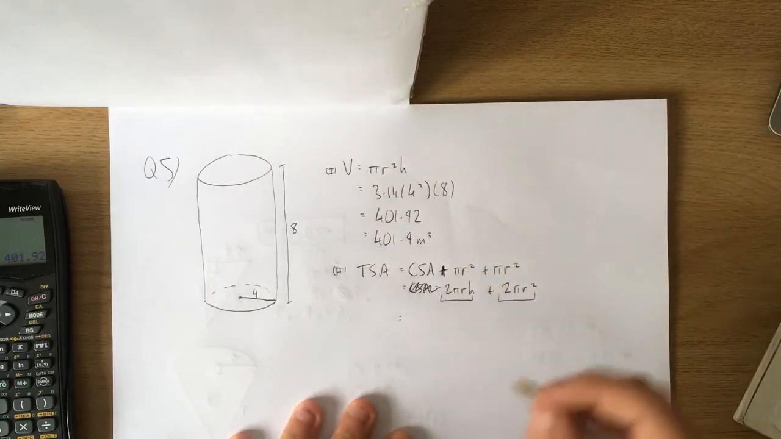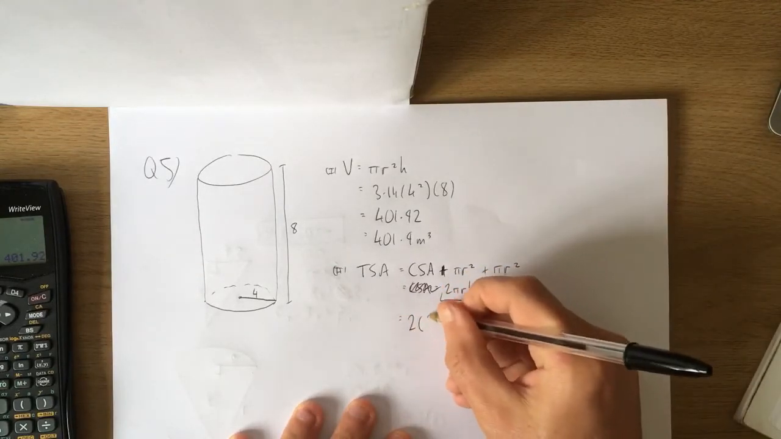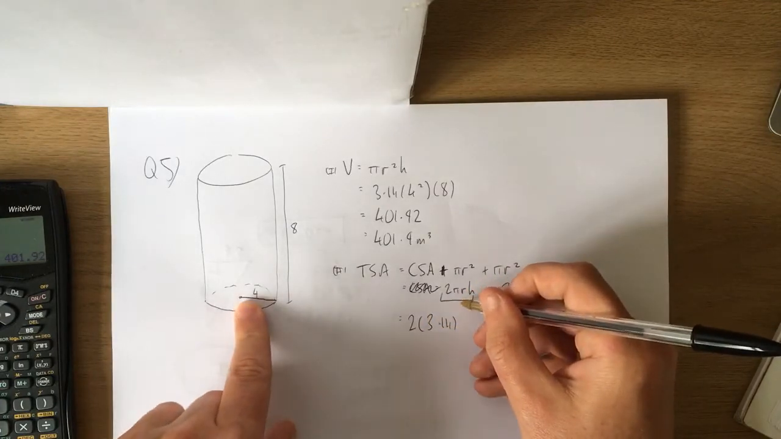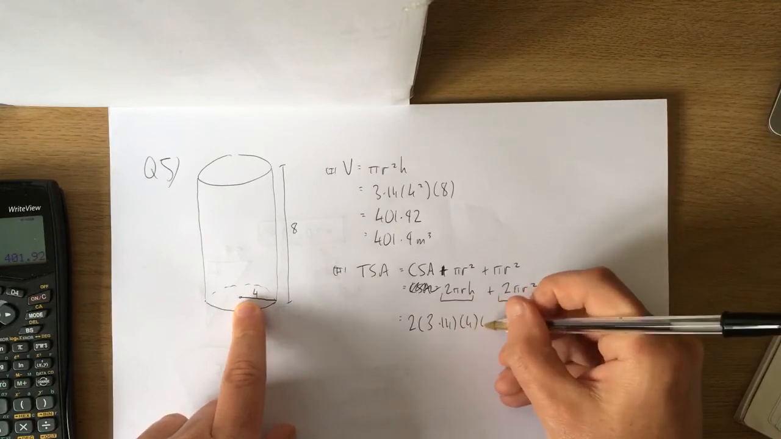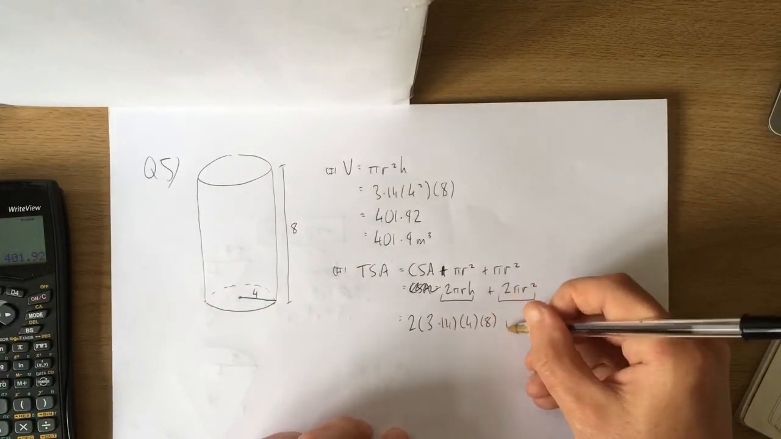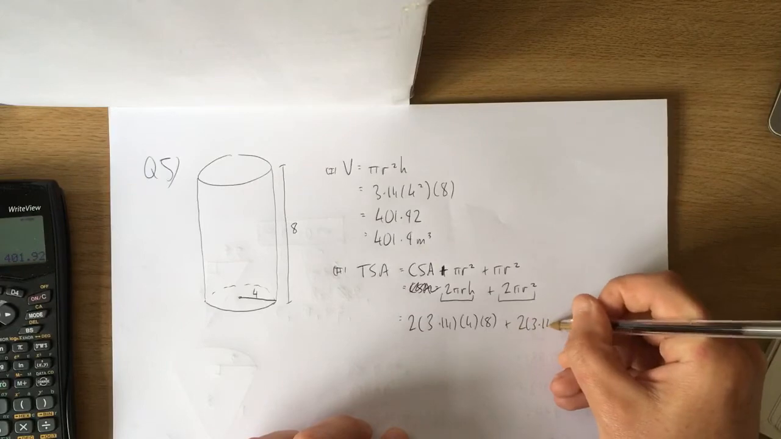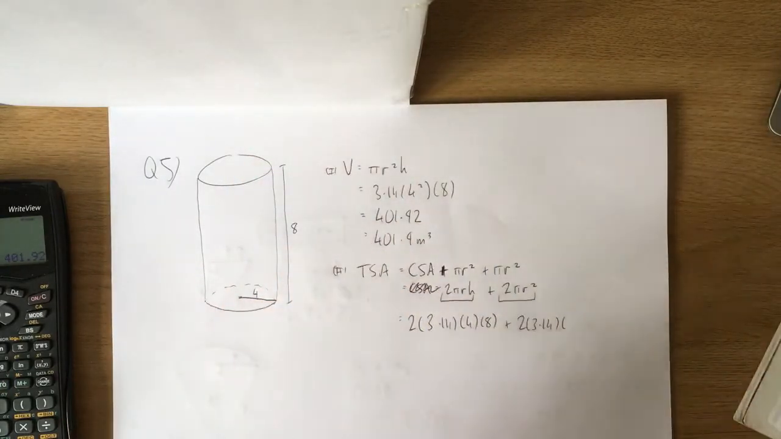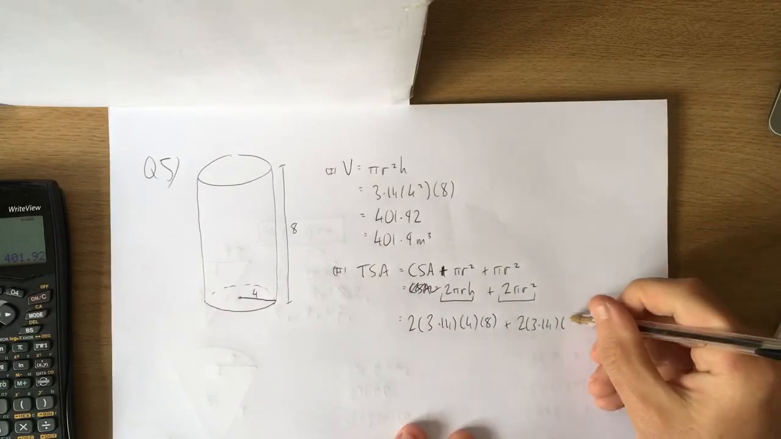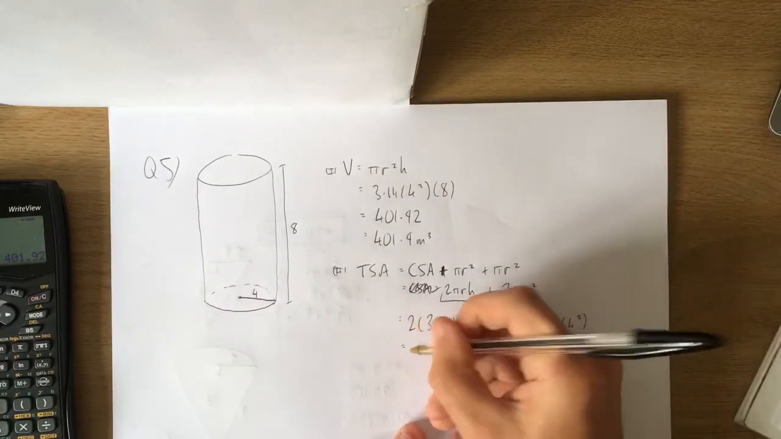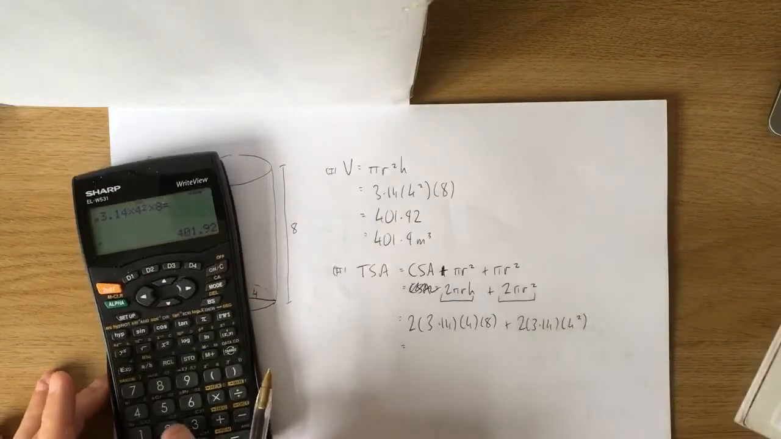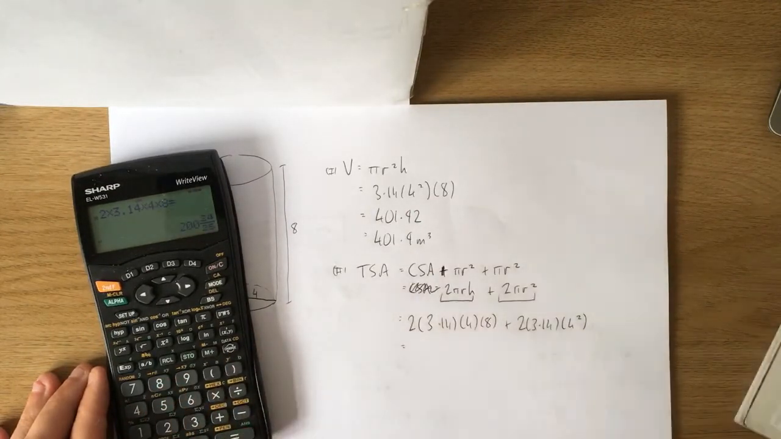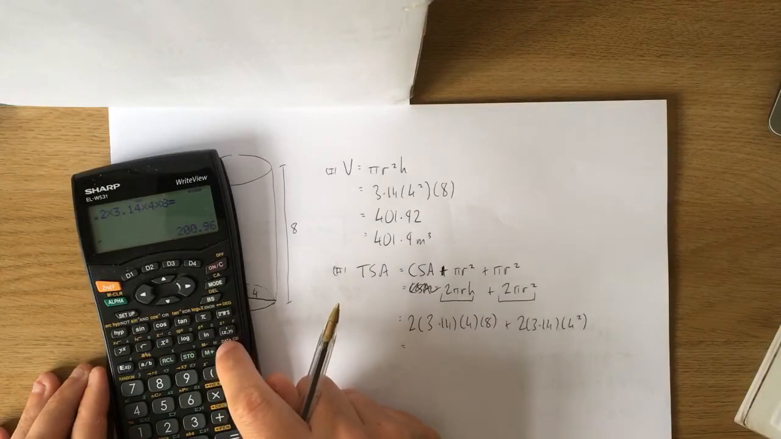So let's sub in for this one. So 2, I'm told to use 3.14. Radius of the cylinder is 4. Height of the cylinder is 8. Plus 2 by 3.14 by the radius of the circles on top and bottom, which is also 4. They fit on top of the cylinder. So that's 4 squared. All right. So 2 by 3.14 by 4 by 8 is 200.96.